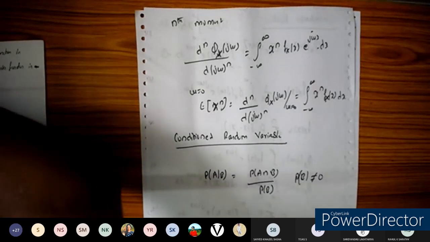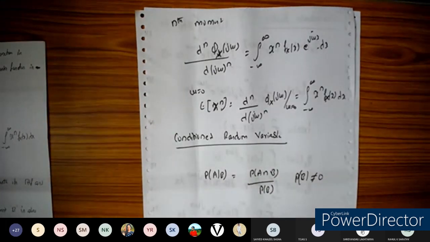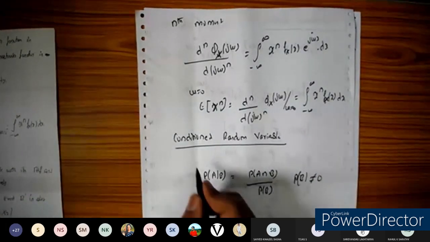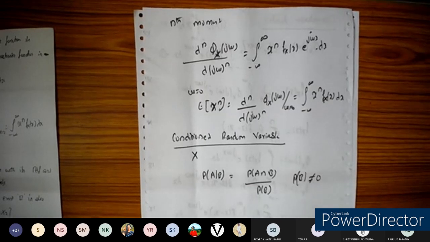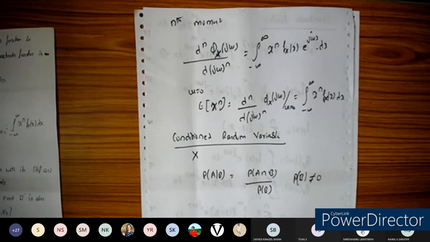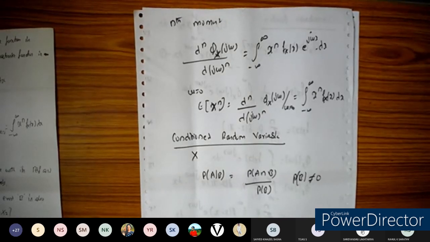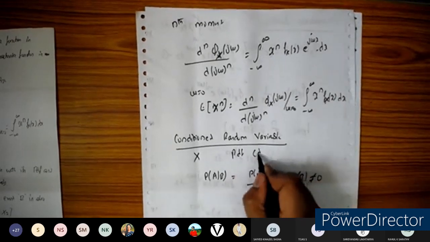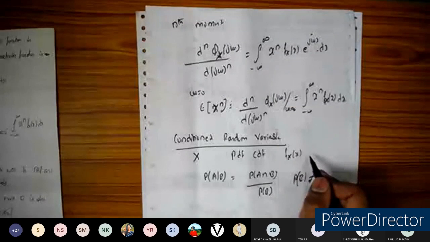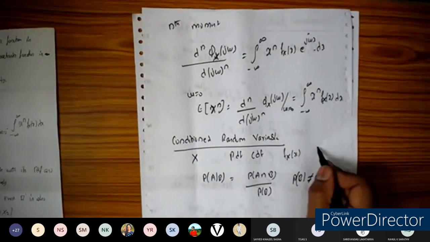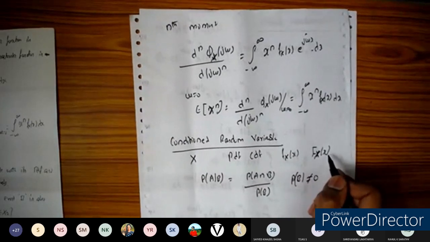Before taking this, let us define in terms of the random variable X. Let X be a random variable with its PDF and CDF as f_X(x) and F_X(x) respectively, where f_X(x) is the probability density function and capital F_X(x) is the cumulative distribution function.